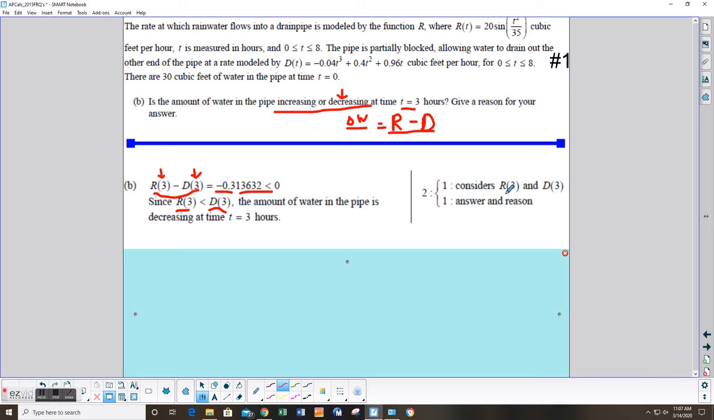So as long as you considered this, now watch your notation, you must have an R of 3. Hopefully you didn't misinterpret that and do like R of t, but somehow, some way communicating R of 3, you need that at t equals 3 amount. And then, of course, you need to answer the question by saying it's decreasing because it's a negative value, or R of 3 is less than D of 3. So that's 2 points for that part of the question.